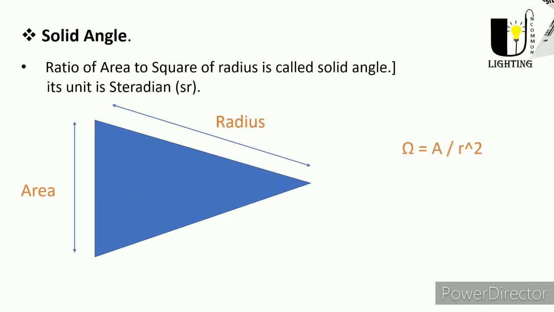Solid angle. Again, this is a very interesting term in lighting designing. Solid angle is generally the ratio of the area covered by light to the radius squared. The solid angle unit is the steradian, and the solid angle is equal to area divided by radius squared. This is the formula for solid angle. So whenever you are doing a manual calculation, this formula will be very helpful to you to identify the light emitted areas.